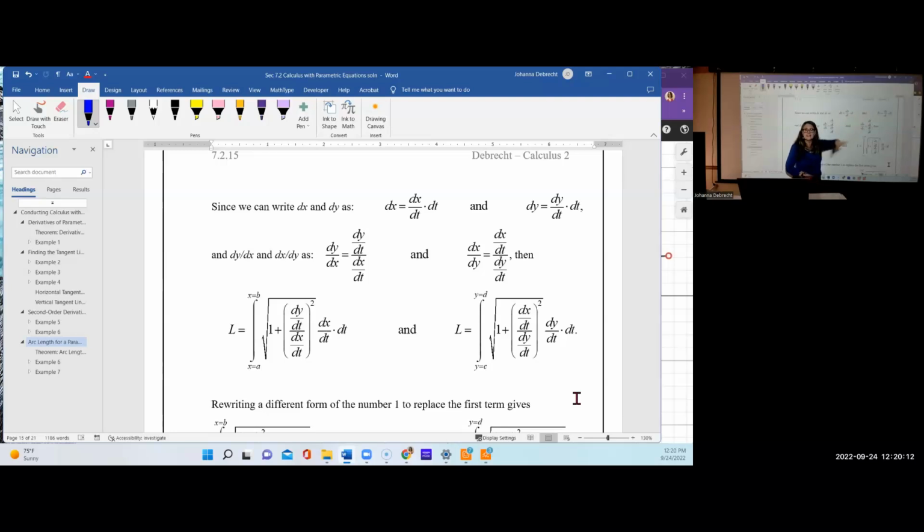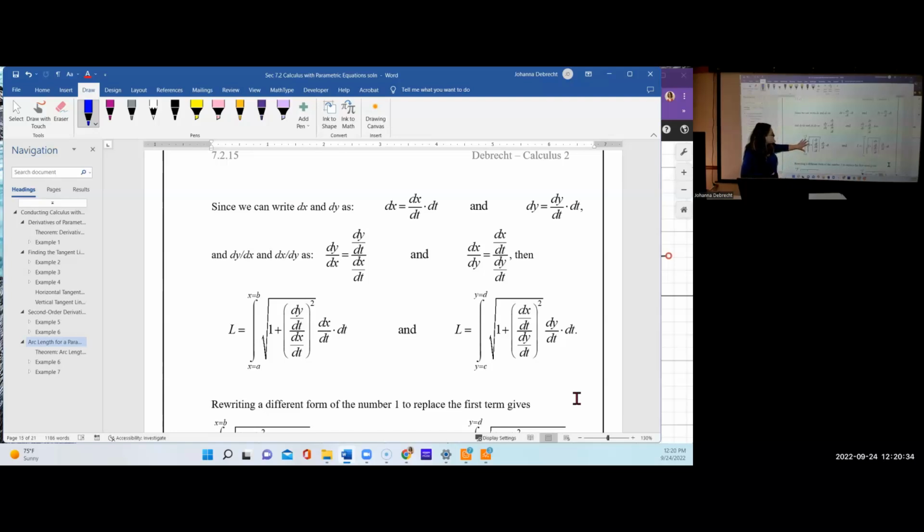The dt's would cancel. This is a total abuse of notation. It's not what the derivative really means, but it works, so we do it. And then we have dy equal to dy/dt times the differential dt. Why are we doing this? Why is this a problem? Well, because our functions are written in terms of t, so we want to get them written in terms of t.